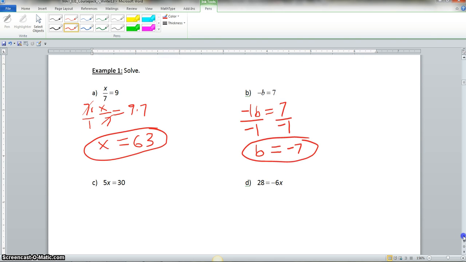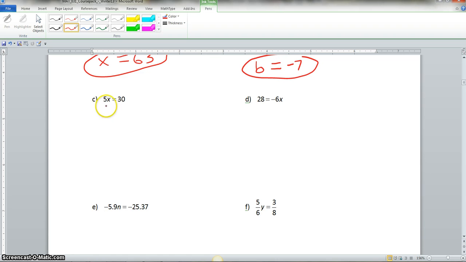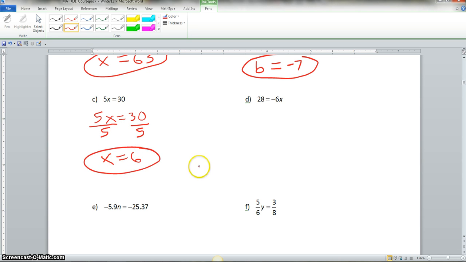Now we go down here to c. We have 5x is equal to 30. We need to get x by itself. So the 5 is connected to x by multiplication. So we take the opposite operation, which is division. We divide each side by 5, and we will have x is equal to 6.